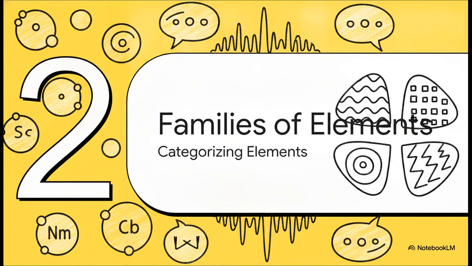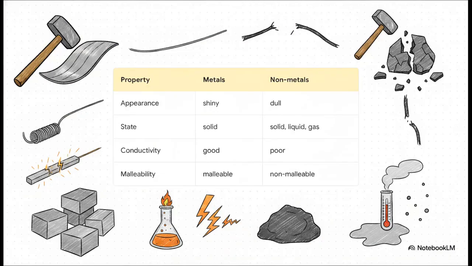All right, moving into section 2, 4 families of elements. Just like human languages categorize letters into consonants and vowels, our elemental letters are divided into distinct families based on their unique personalities and properties. Let's look at the 2 biggest families. First up, we've got metals. They make up the vast majority of our 118 elements.